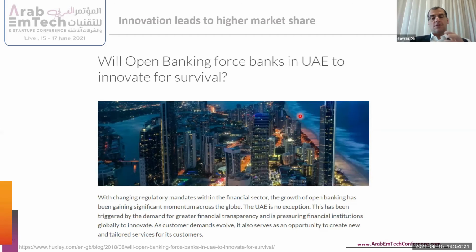And even the regulation in Bahrain also follows the same PSD2 directive, which basically focuses on 2 main services: account aggregation services and payment initiation services of these banks.